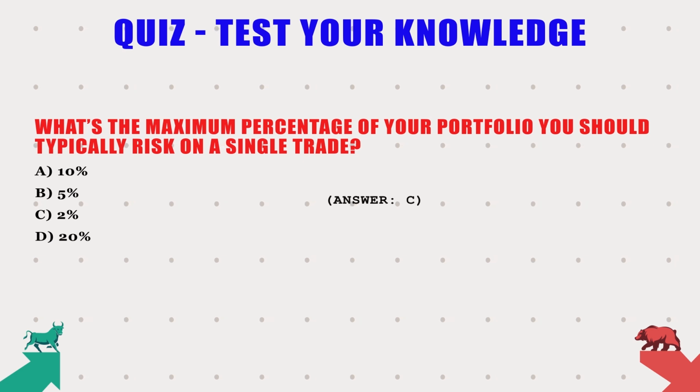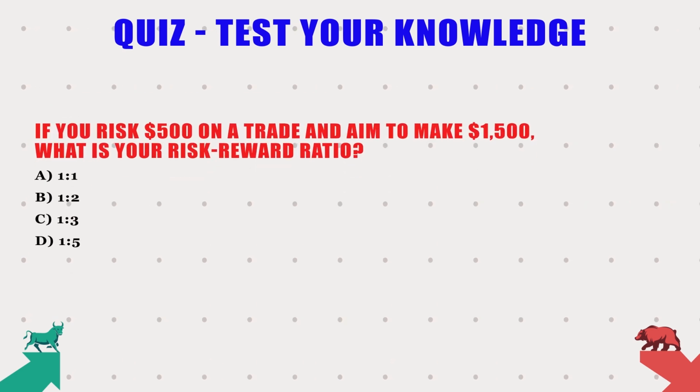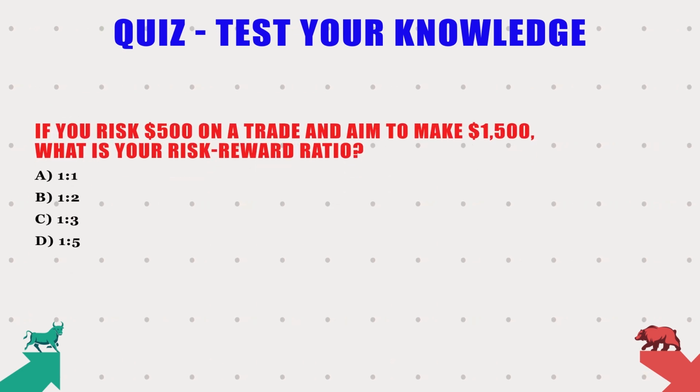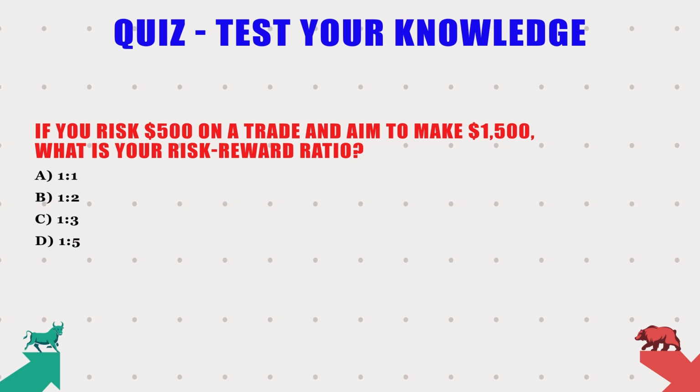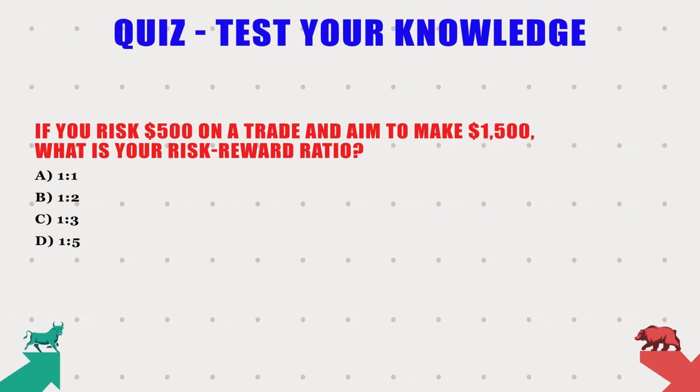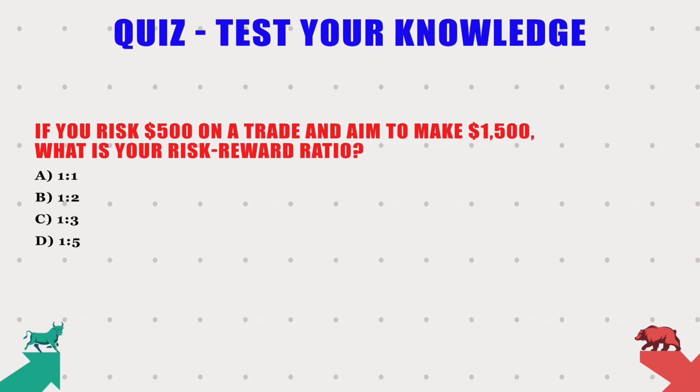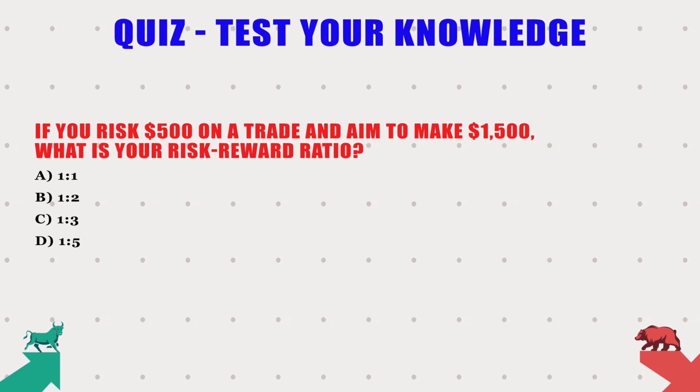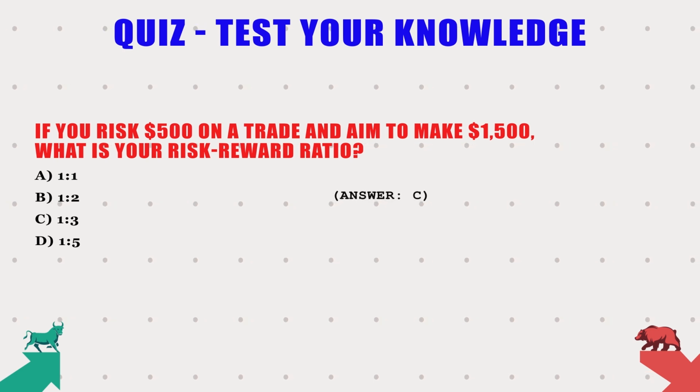2%. If you risk 500 rupees on a trade and aim to make 1500 rupees, what is your risk reward ratio? A. 1 is to 1. B. 1 is to 2. C. 1 is to 3. D. 1 is to 5. Answer is C. 1 is to 3.